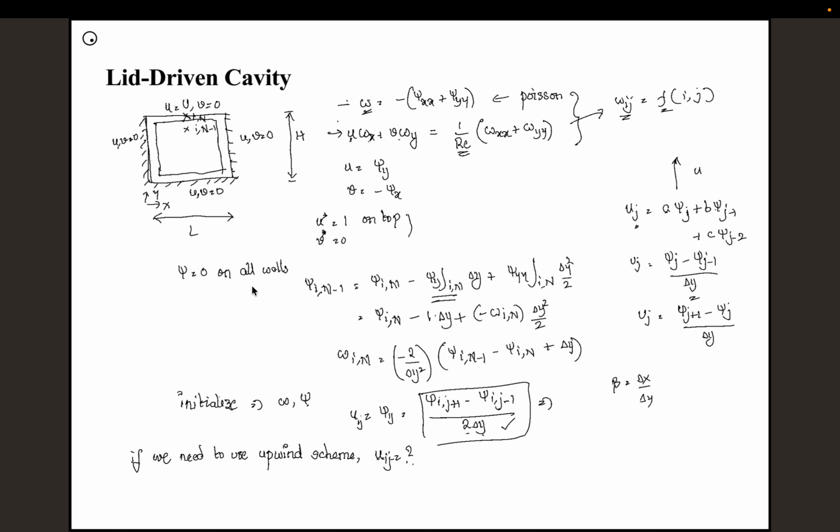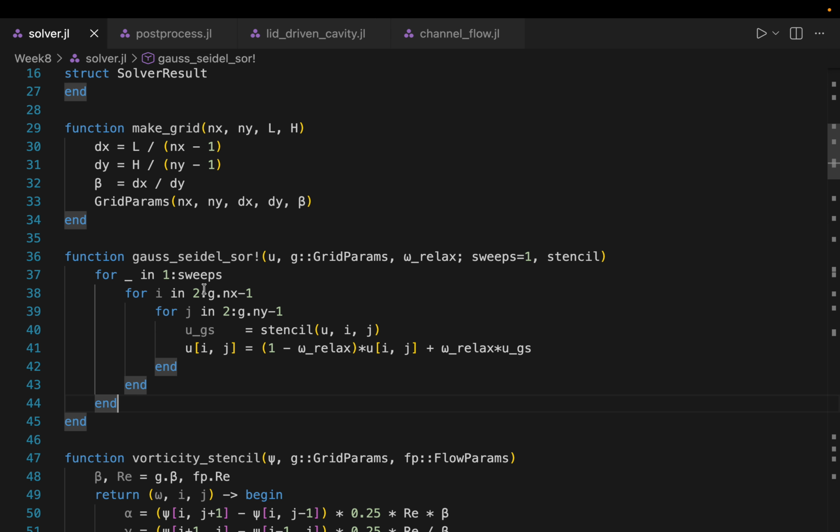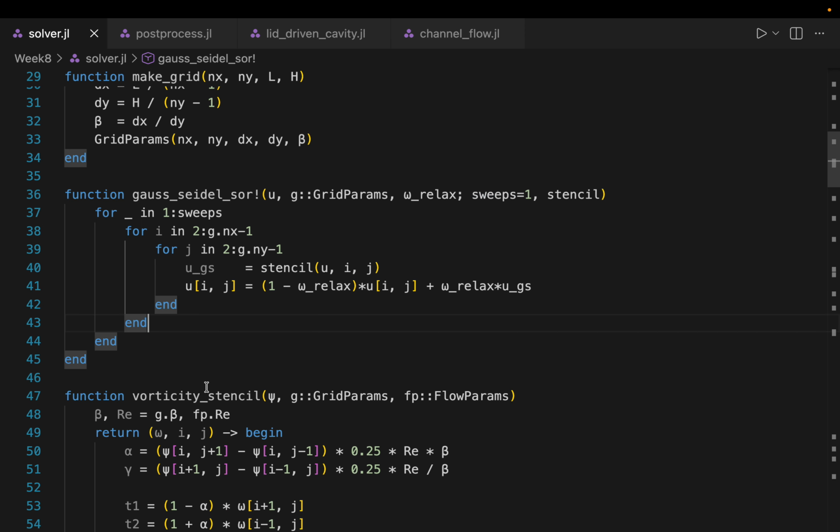But the problem is, what is already known to us is that for this particular formulation, any errors in this equation will propagate much faster to omega, and that will divert the solution. So we will use more sweeps for the Poisson equation compared to the omega equation. In other words, for every one update in the omega equation, we will do say 10 or 20 updates for the stream function equation. So that is what the sweep variable will do here.